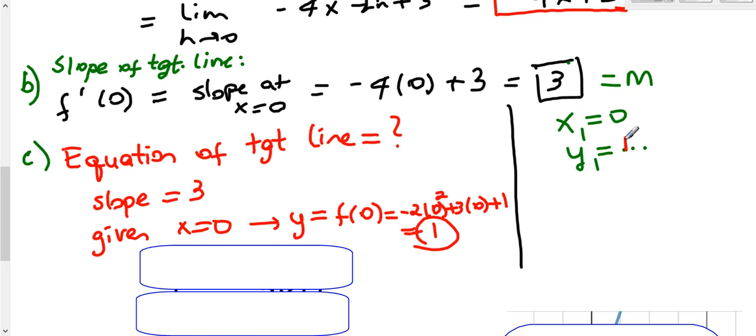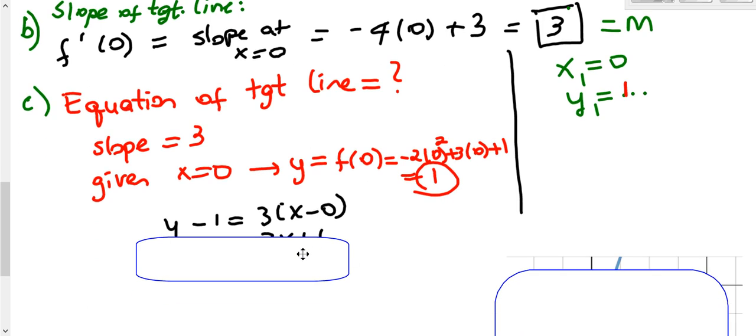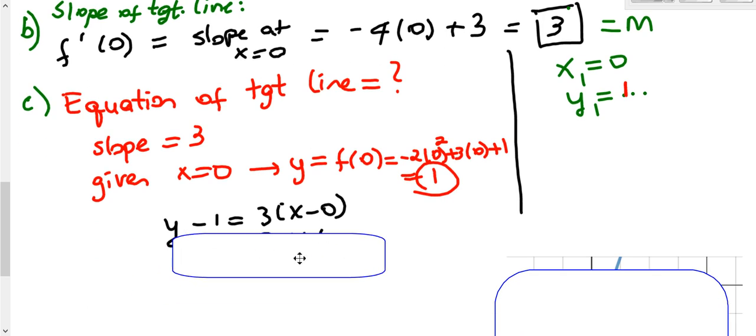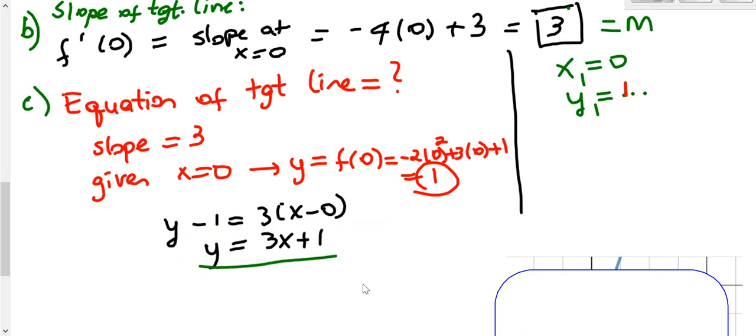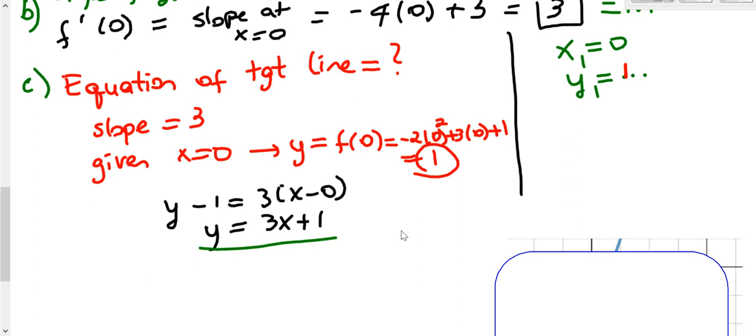So we have everything we need to get the equation of the line. So y minus y1 equals 3 times x minus x1. So y minus 1 equals 3 times x minus 0. So you have y equals 3x plus 1. That is the equation of the tangent line.